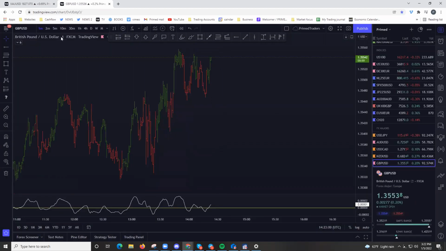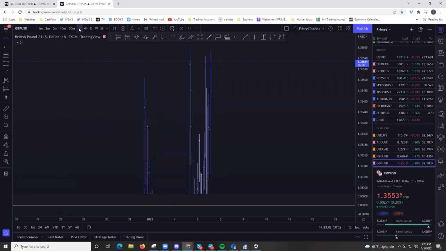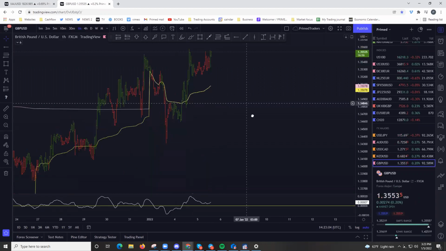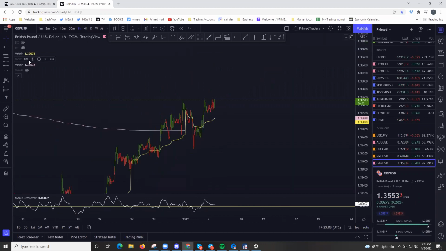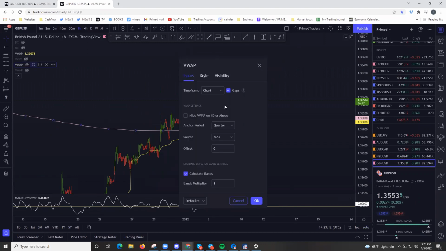Okay, so we're looking at GBP USD. The first thing we're going to do, I'm going to have to talk real fast. I'm going to do my best to talk real fast. First thing we do is we do this. So with the free version, you get to have 2 free indicators. MACD, which one is this? Quarter. We don't need that. We need week. And this one.